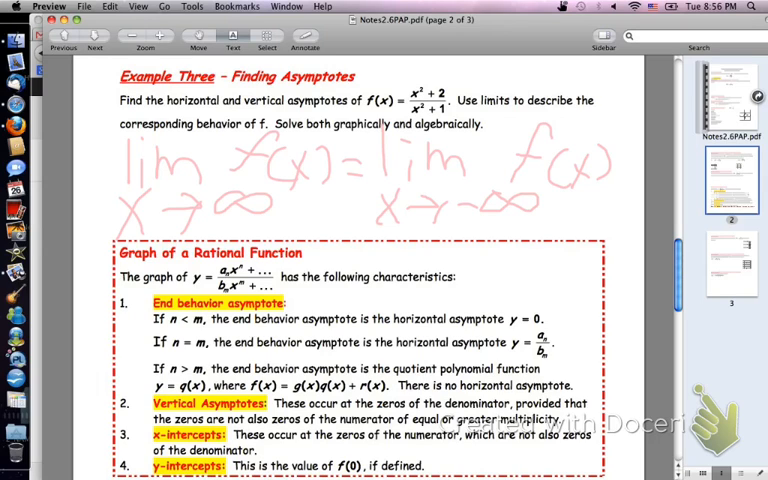Well, we can take our function and look at the numerator and find the highest degree term. The highest degree term in the numerator would be x squared, and we want to divide that by the largest degree term in the denominator. And why does that work out?